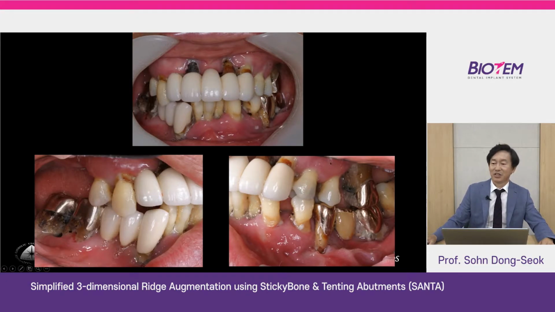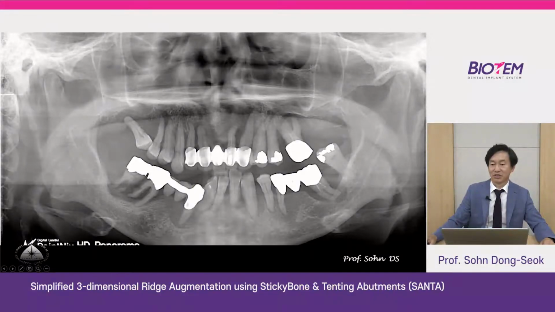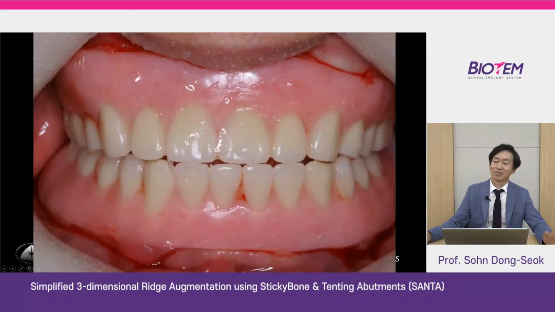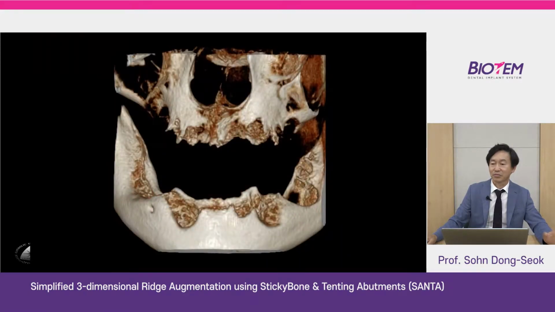After extraction, this is a preoperative panoramic view. You can see the huge vertical defect on the posterior mandible. After extraction, the immediate temporary denture was delivered. After soft tissue healing, implant augmentation surgery and implant placement was done.